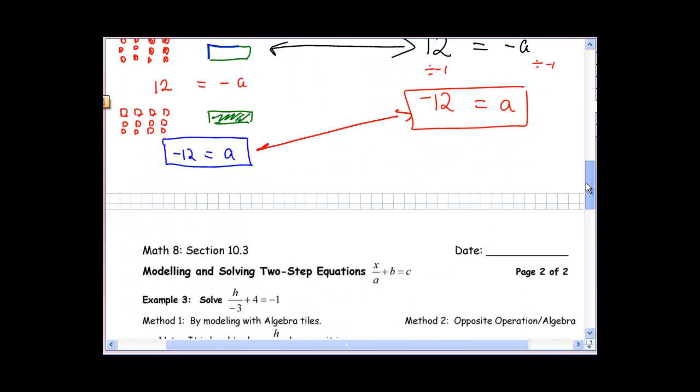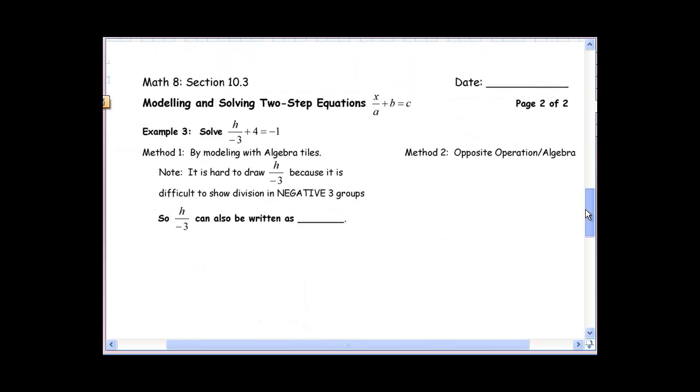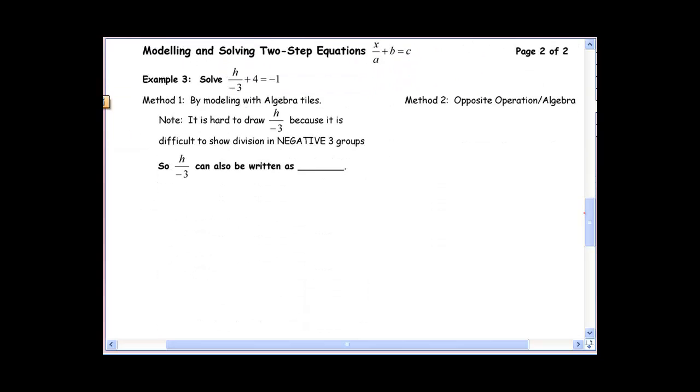All right, let's do one more and then we're done for today. Quick, quick, quick. So here's example 3. This one's a little bit trickier to model by algebra tiles because you're saying here I've got a positive tile called H and you're dividing it into negative 3 groups. So how do you divide into negative 3 groups?